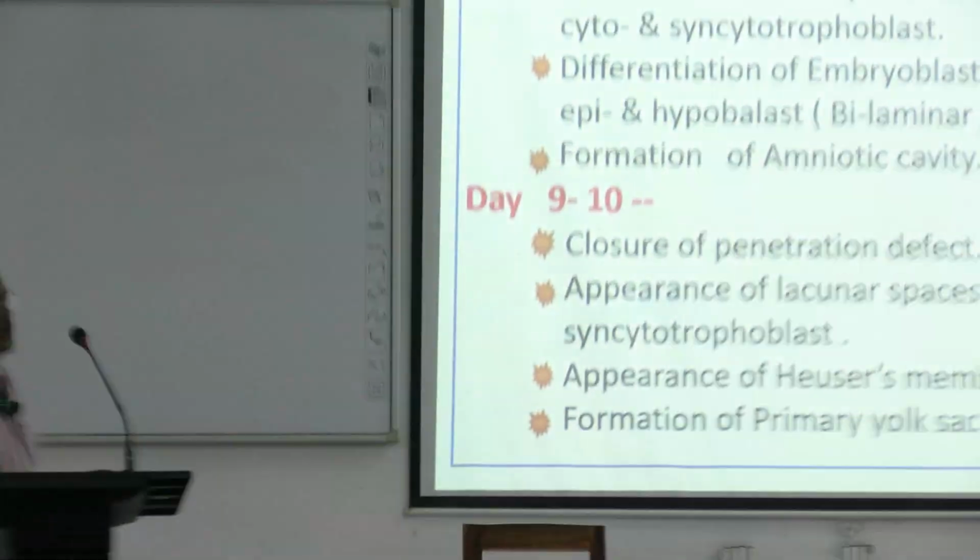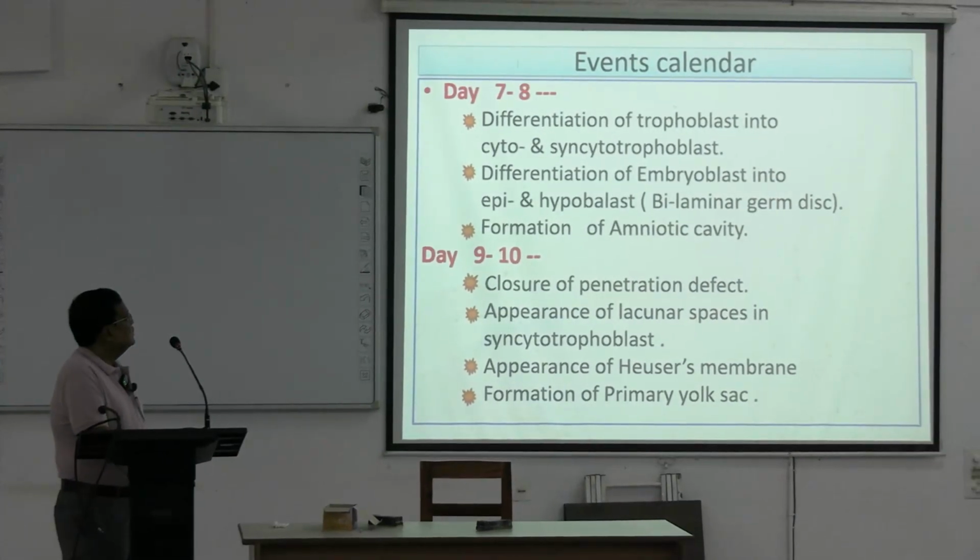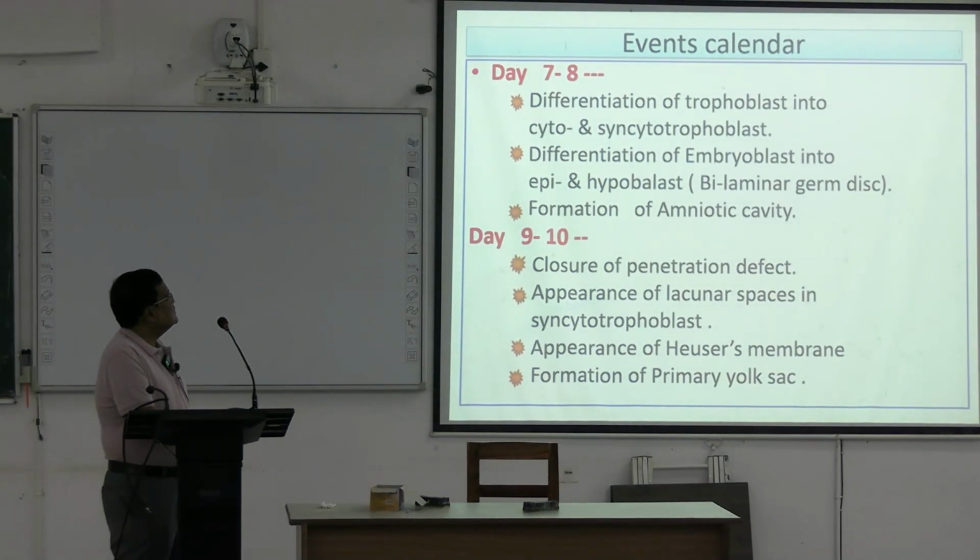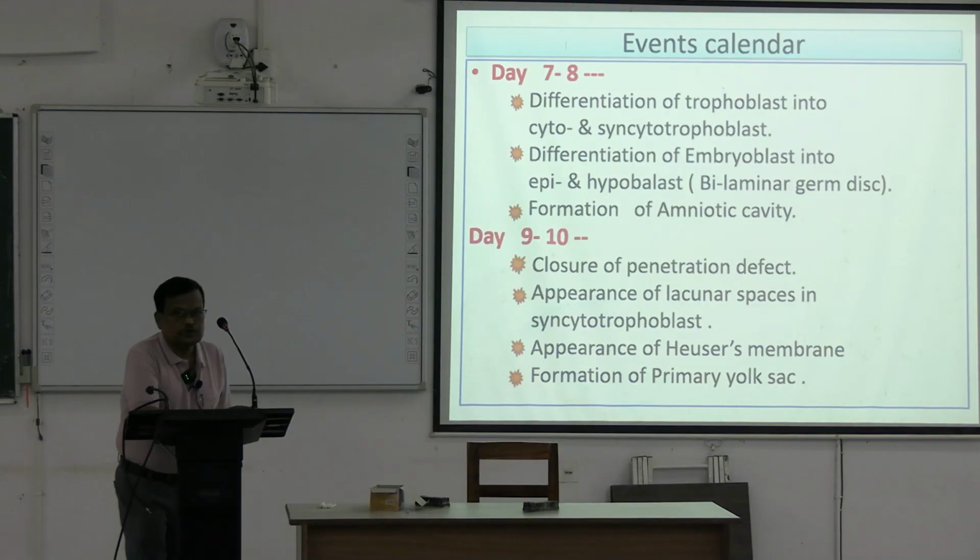The implantation starts on day 7 and 8, with differentiation of the trophoblast into cytotrophoblast and syncytotrophoblast, and differentiation of the embryoblast into epiblast and hypoblast. It forms a bilaminar germ disc and an amniotic cavity. This occurs on day 7 and 8.